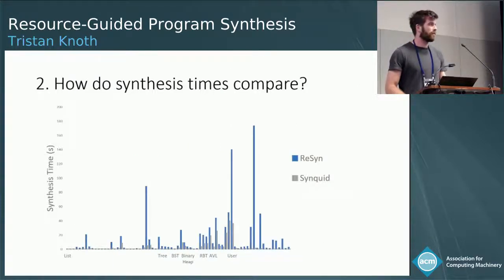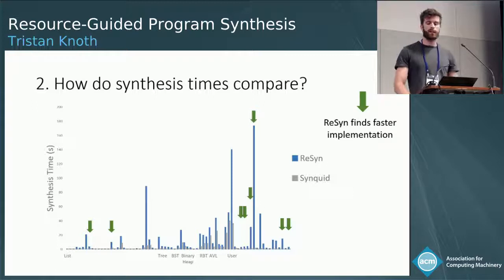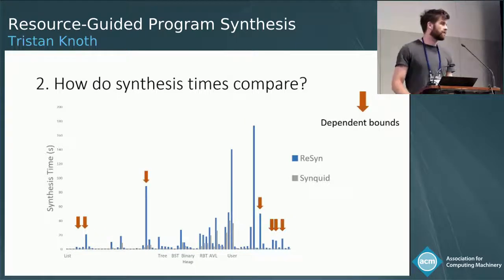So now let's compare the performance. In the median case, Resin is about 2.5 times slower than Synquid. If we look at the benchmarks that are significantly slower, many of them are those on which we actually find a faster implementation, which again is somewhat unsurprising since we're always going to be exploring more programs in this case. Some of these other cases are those where we use a dependent resource bound, which requires a more expensive constraint solving algorithm that you can read about in the paper.